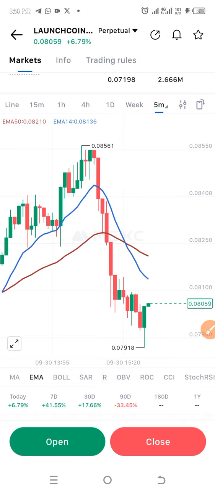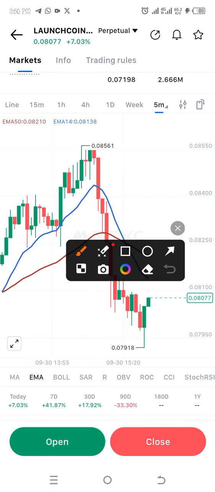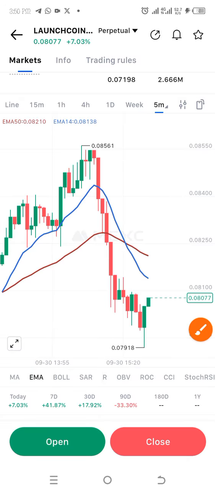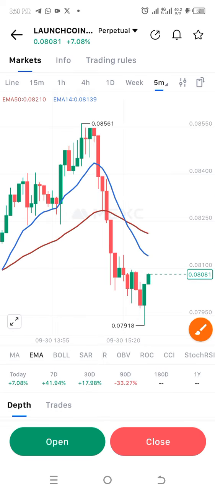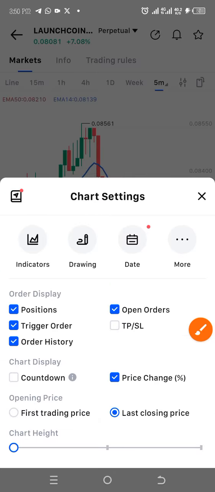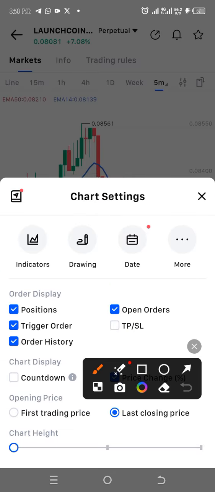So now, how to set up this indicator? You just look for your EMA, exponential moving average. But before that, you come to your settings here. If you are using MEXC or any other platform to trade, maybe Gate.io, Binance, you can just look for the settings. Once you go to the chart, you click on the settings here, and as you can see, you can see indicators here.